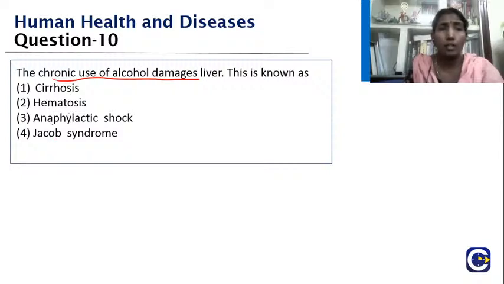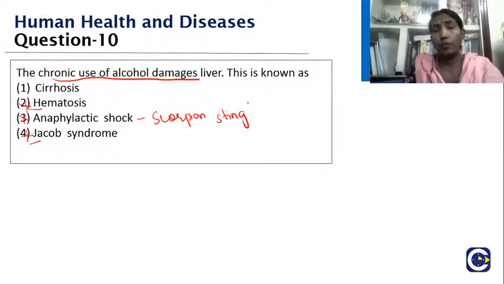Children, I am waiting for the answer. See, it cannot be hematosis or Jacob syndrome, which is totally out of this question. Anaphylactic shock is something different. It is a condition where there is a disparity in the circulating volume as well as in the pumping of your heart. There are many types of shock, and one is anaphylactic shock, like people having a scorpion sting, or some drug reaction. But this will not be the answer.